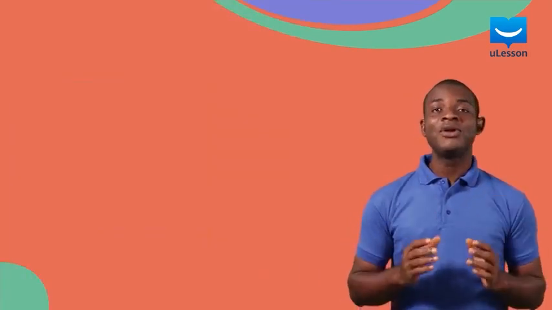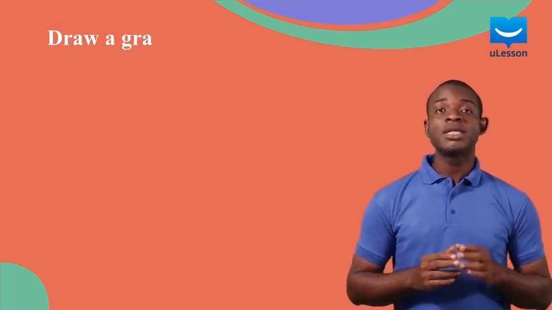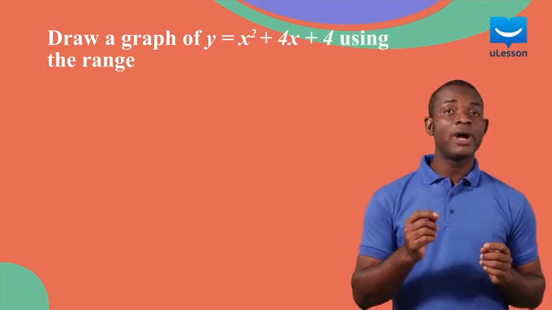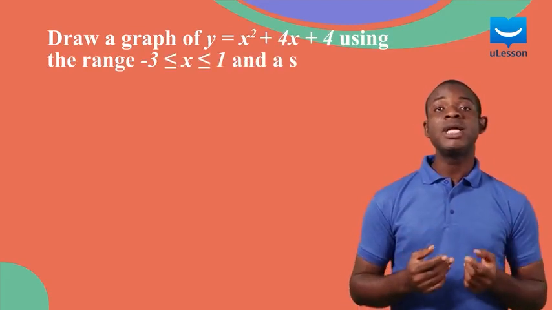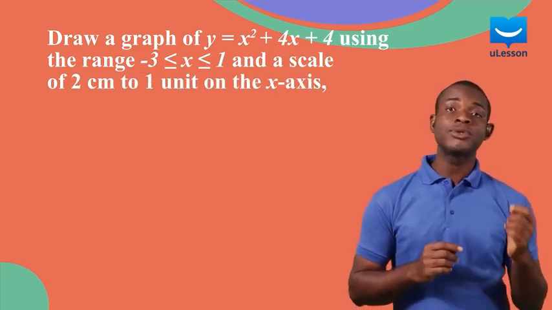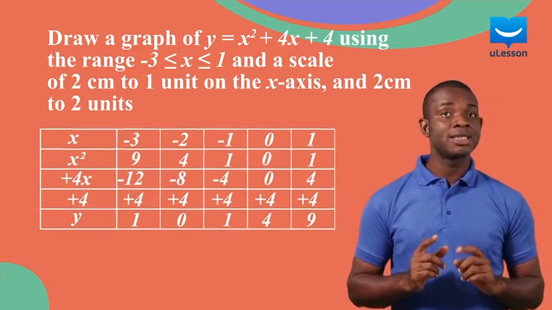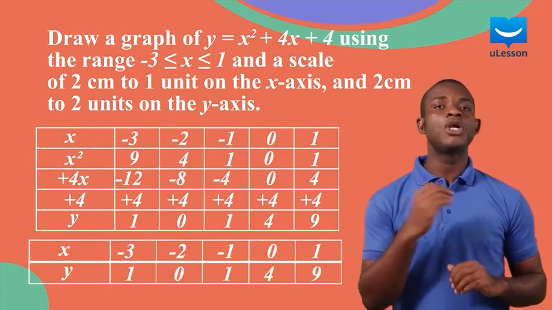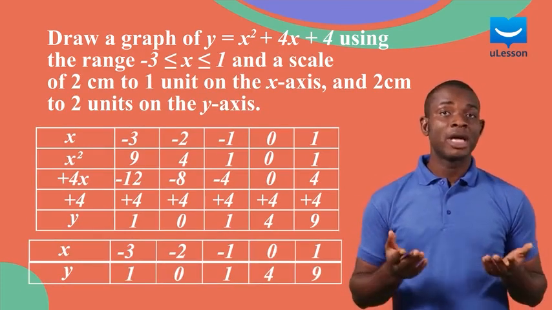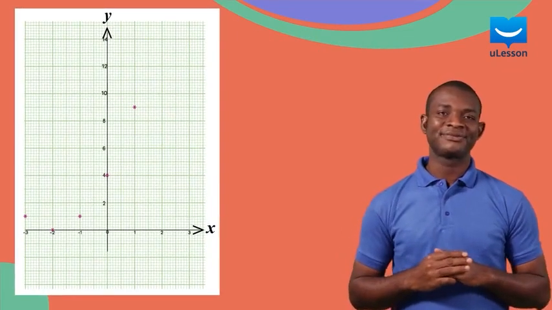Now, let's have a look at when the curve only touches the x-axis at 1 point. We will illustrate with the quadratic function y equals x squared plus 4x plus 4 with a range of x from minus 3 to plus 1 on a scale of 2 cm to 1 unit on the x-axis and 2 cm to 2 units on the y-axis. Now, plotting the points and drawing the graph, we should have this.